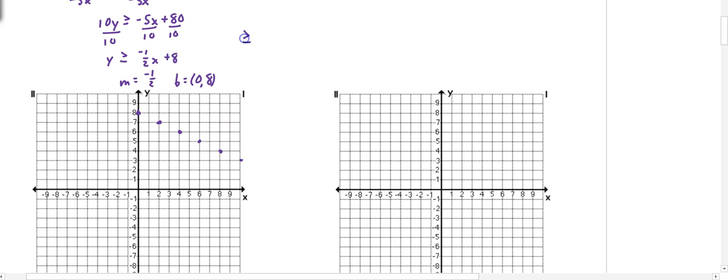Then look at the symbol. It's a greater than or equal to, which means it's going to be a solid line, and we are going to shade above. So I'm going to connect this as a solid line, and I'm going to shade the graph above my line.